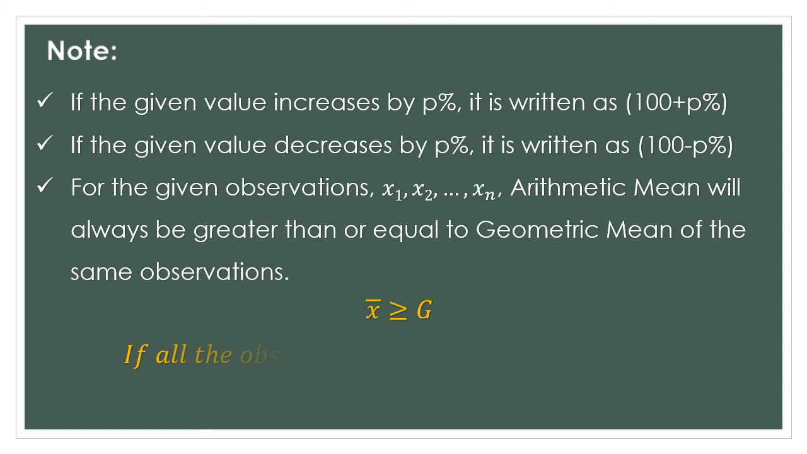But then again, if all the observations are the same, that means the observations are 5, 5, 5, 5, 5, 5 or 10, 10, 10, 10, 10, 10, then x bar will be equal to the geometric mean. That means when all the values are equal, x bar is equal to the geometric mean, but in all the remaining cases, x bar is greater than the geometric mean. Okay, so if observations are the same, x bar will be equal to the geometric mean, but if observations are not the same, then x bar will be greater than the geometric mean. Remember this and note it down in your notebooks properly.